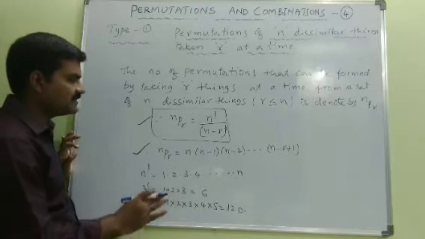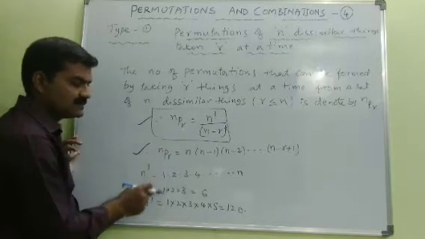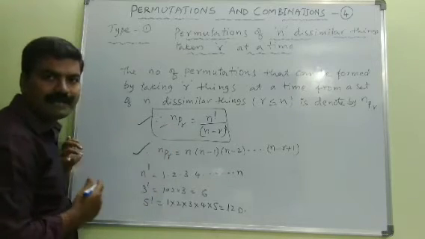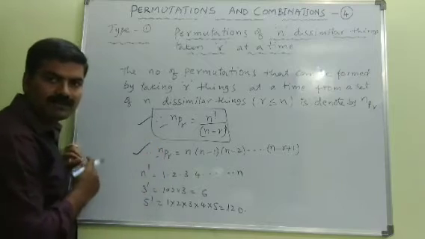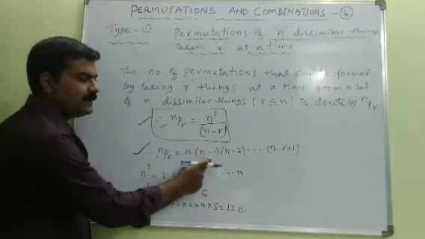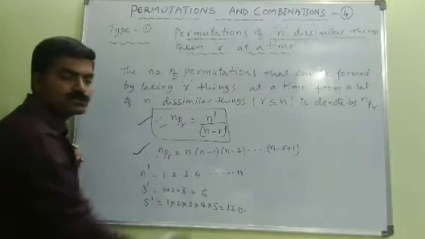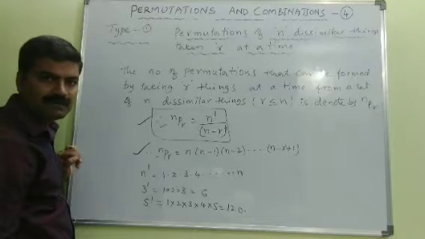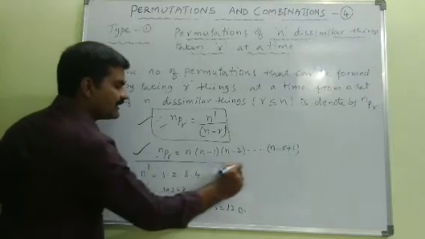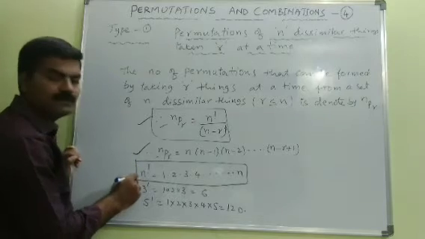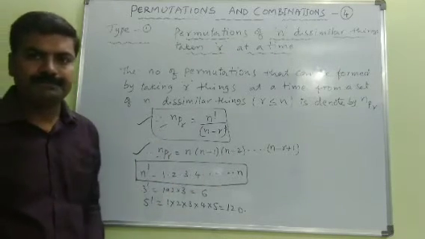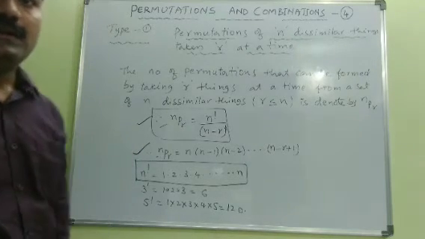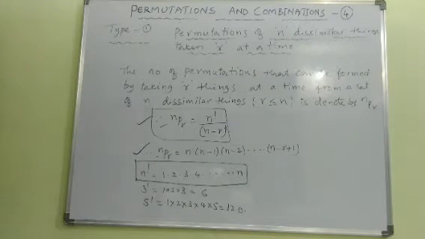Please remember these formulas: nPr is n factorial by (n minus r) factorial, and the same formula we can also write as n into (n minus 1) into (n minus 2) and so on up to (n minus r plus 1), and the formula for n factorial, that is the product of 1 into 2 into 3 and so on up to n. Now let us solve a few more problems of this type.